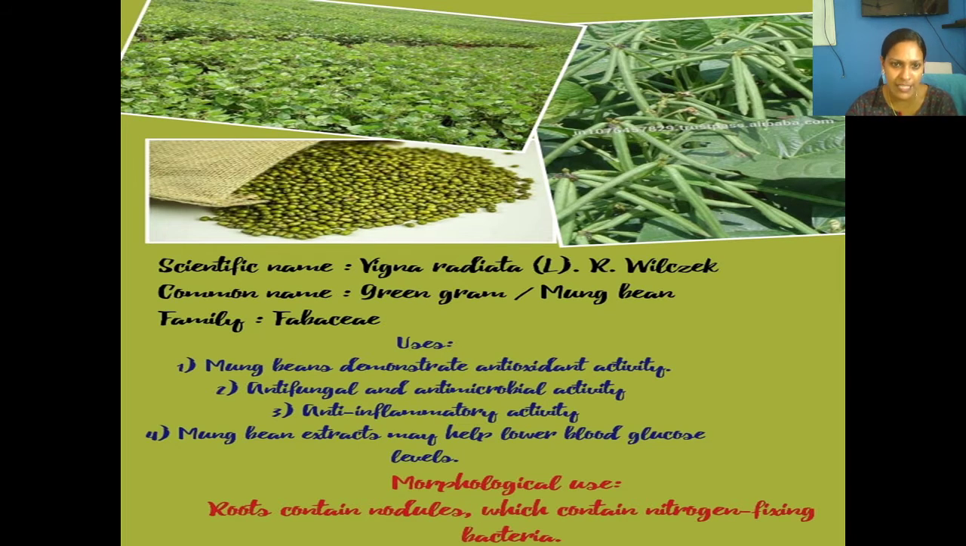We are calling it green gram, and the endosperm of the plant is very nutritive. It is a proteinaceous food, and in the root of this plant there are nitrogen fixing bacteria which fix nitrogen in the soil, so it is a very ideal plant for intercropping. The mung bean extract will reduce the blood sugar level, and it shows antioxidant activity.